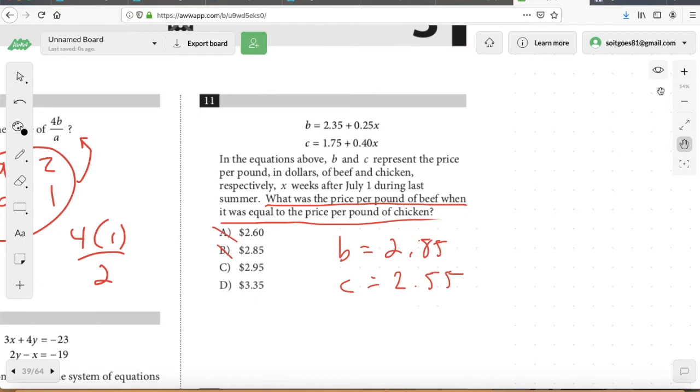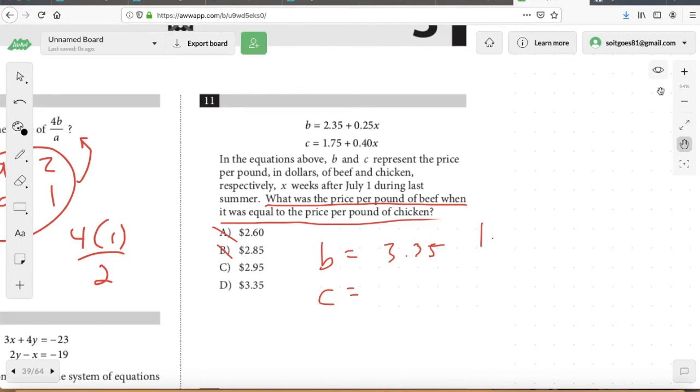Let's plug in a 3 for X. Let me see. I get beef is going to be $2.35 plus 75 cents. It's going to be $3.10, which isn't even an answer choice. So I'm not too worried about X being 3. Let's check X is 4. We already discussed this. When X is 4, the beef price is going to be $2.35 plus $1, so it's going to be $3.35. The chicken price is going to be $1.75 plus $1.80.